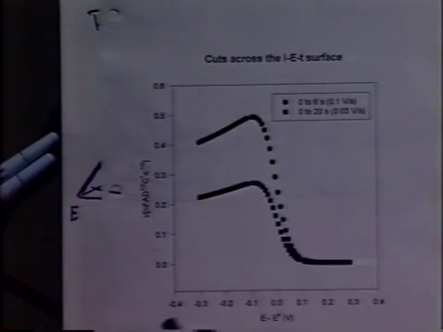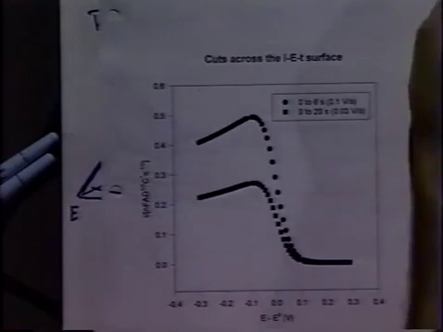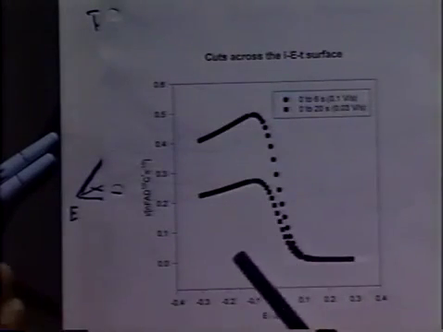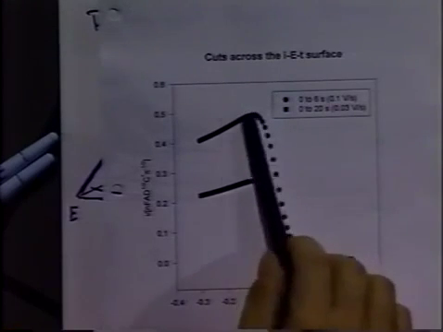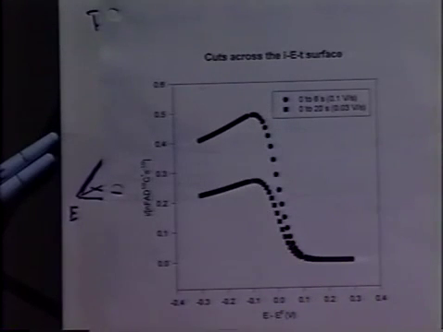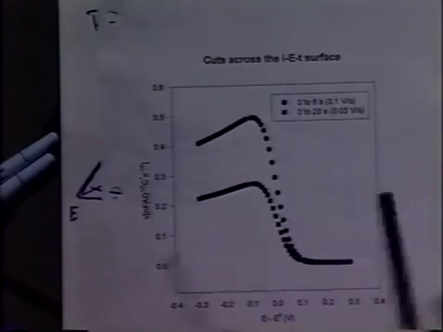So rather than doing a cut across the surface, we're actually just doing a direct scan, and that means the conditions are slightly different during the scan. But we'll see an increase, a peak, and then a drop-off later on.